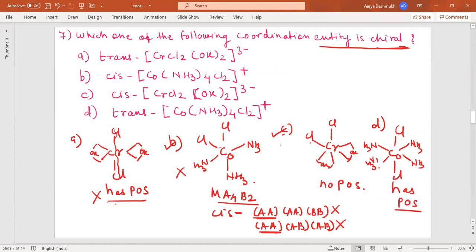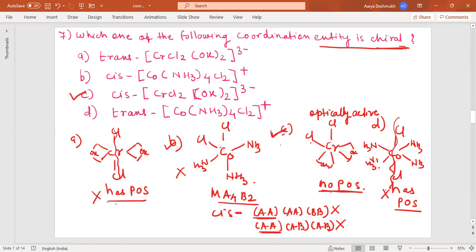It has a plane of symmetry. This can be cut this way into two equal halves. So again, no optical activity. Here it doesn't have a plane of symmetry, which means this C is optically active. This will be the optically active one. So the answer is C.